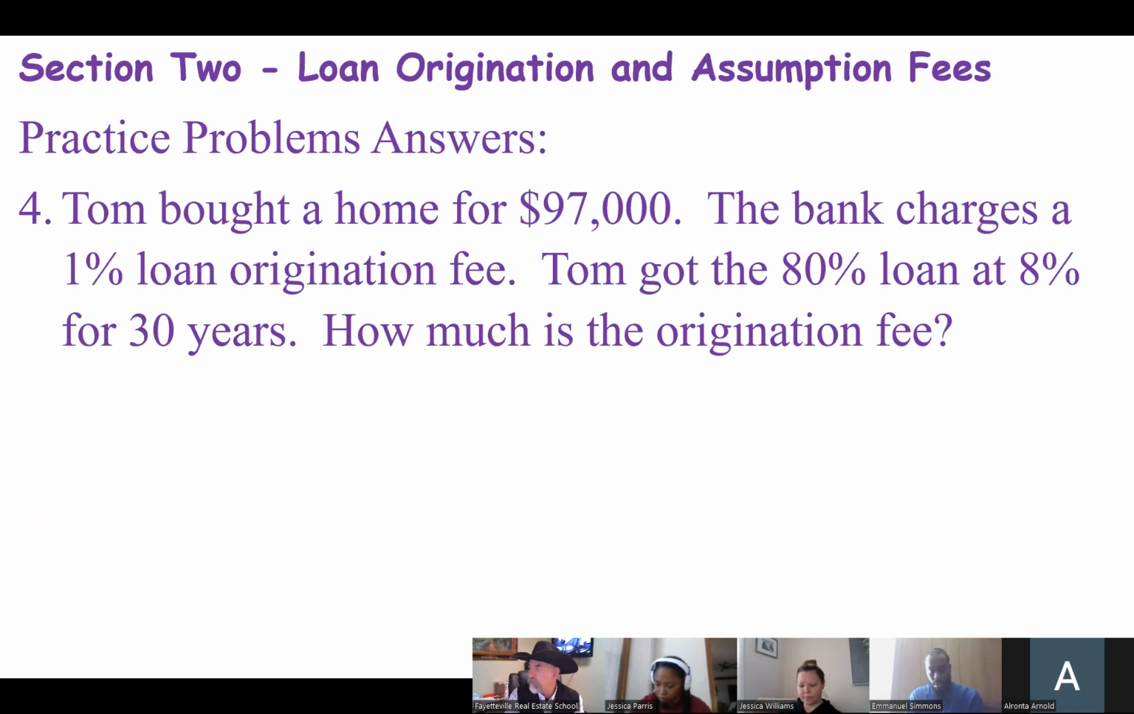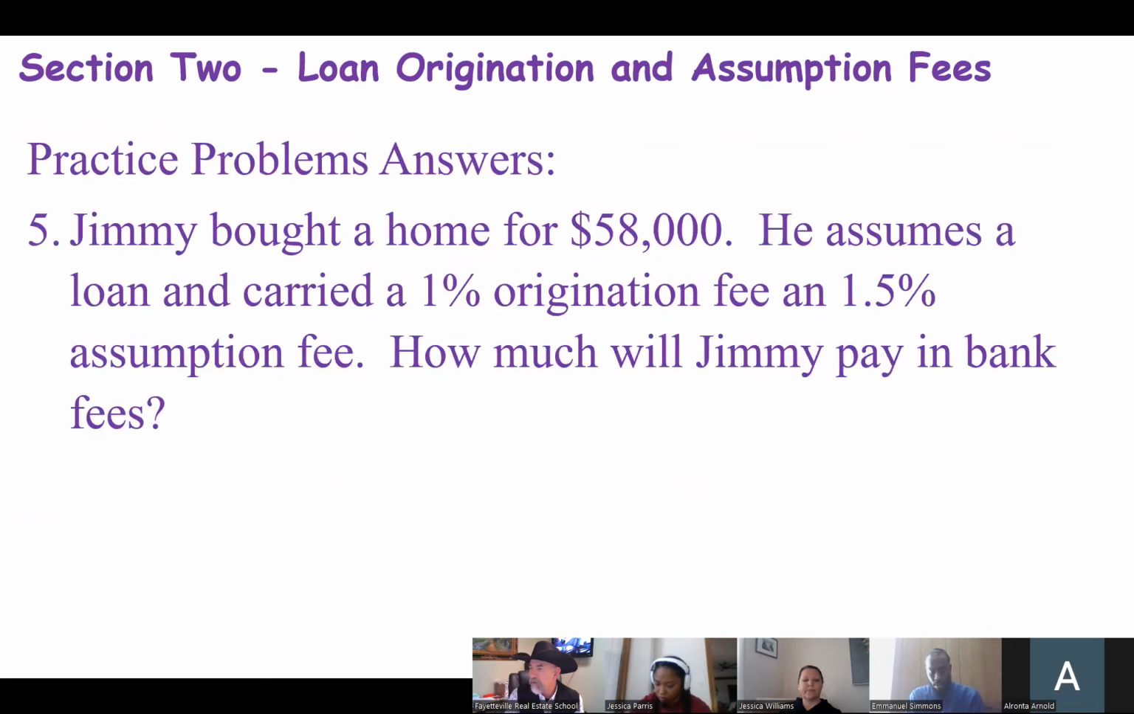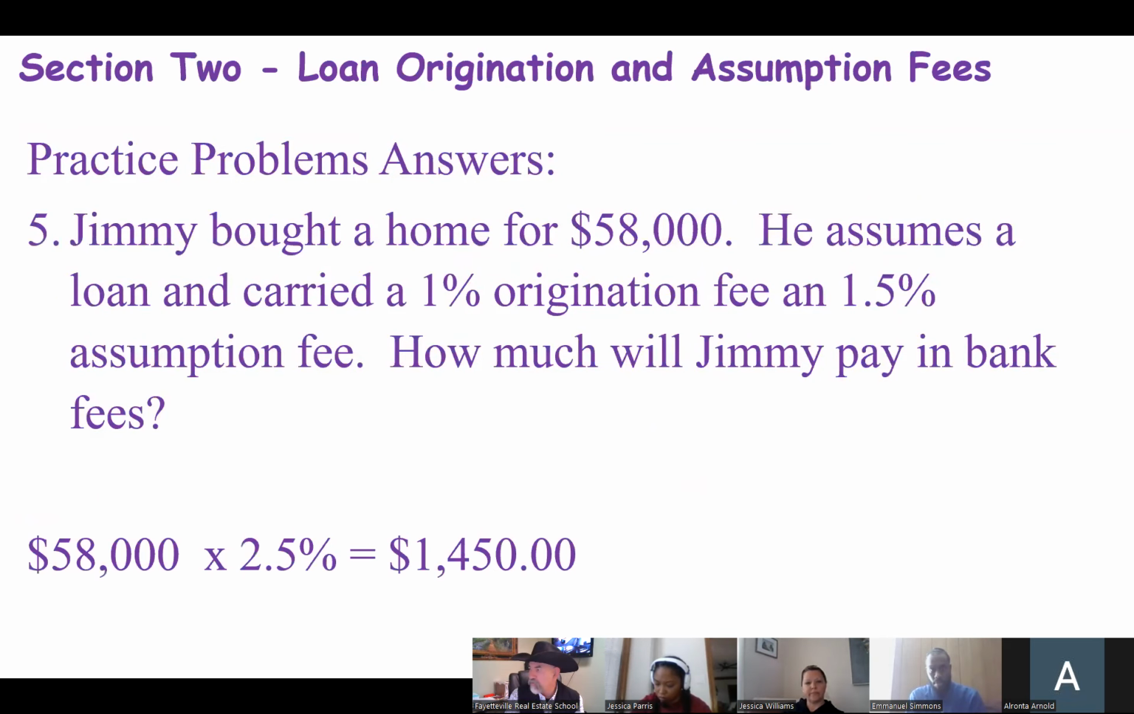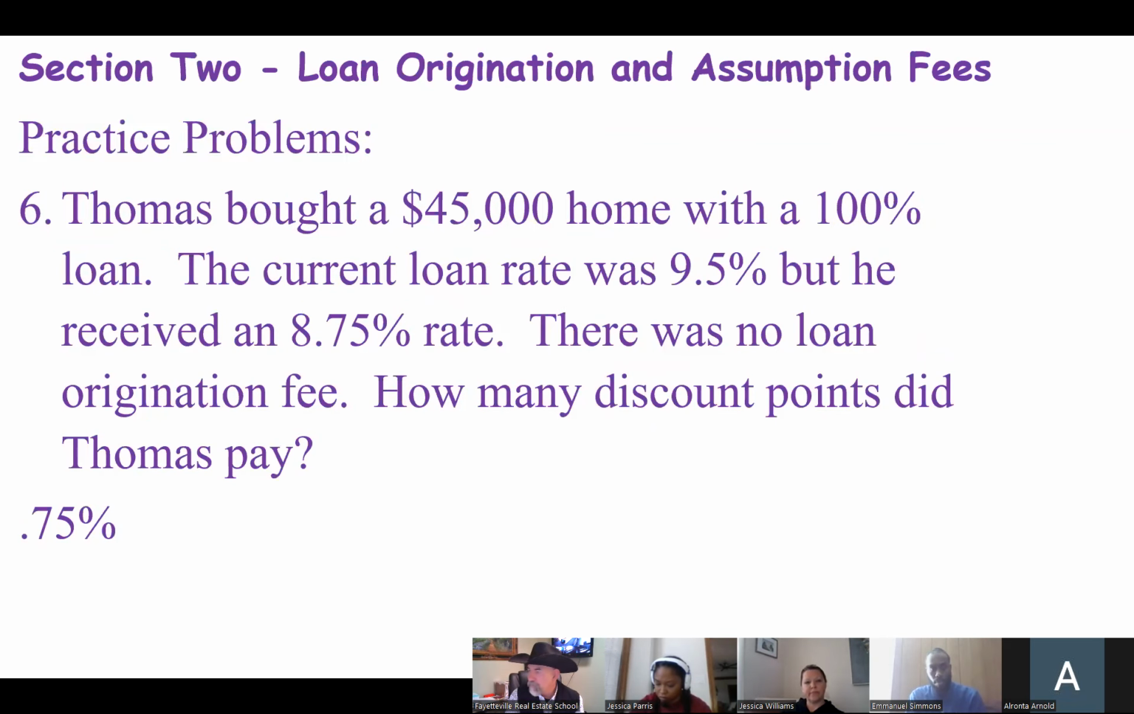All right, this is another one, origination fee. We're going to skip through this one. We want to get down to a discount point in just a second here. All right, here we go. Here's a discount point question.